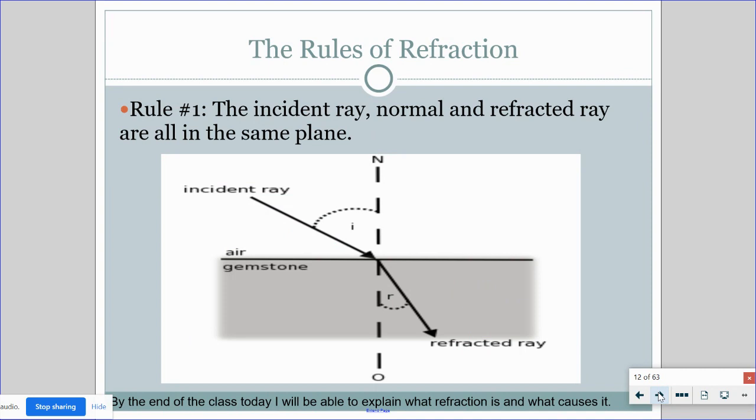So there's basically three rules. The first is that all of the rays, the incident ray, normal, and refracted ray, are all in the same plane. It's kind of like a Cartesian coordinate system, like an XY axis, and all of them are lying on that plane. So there's no 3D here.